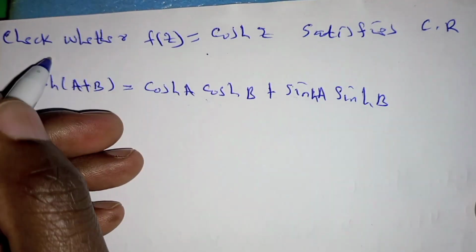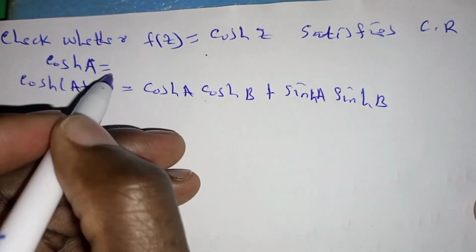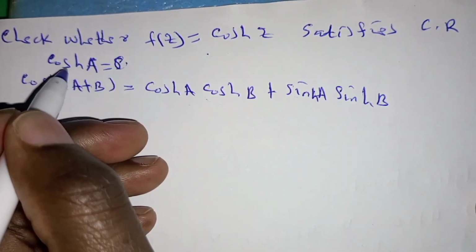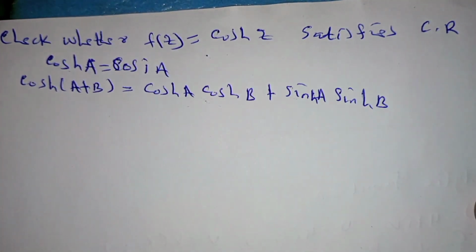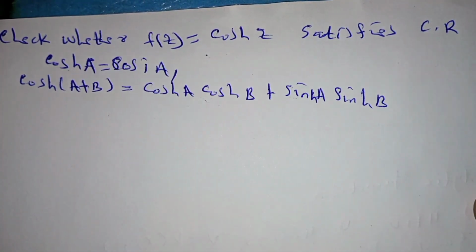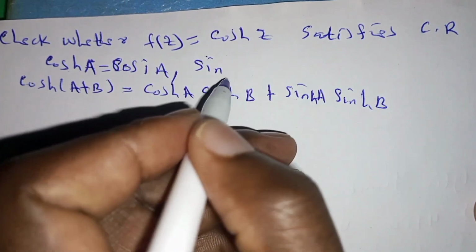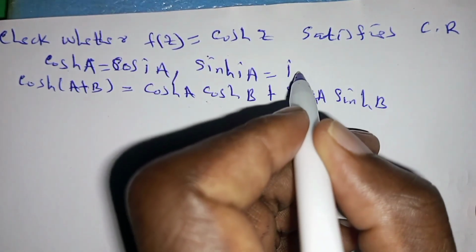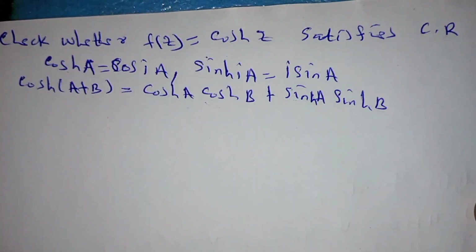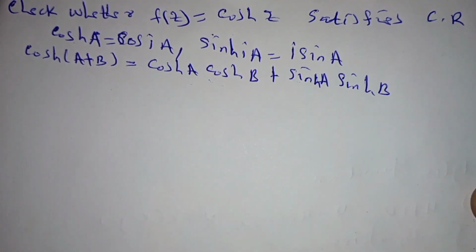Number two, we are also going to make use of this relationship that a hyperbolic cos of a is the same as cos of ia. We are going to make use of that. Another thing we are going to make use of here in this presentation is that a hyperbolic sine of ia is the same as i sine of a. So we are going to make use of those three facts in this working.